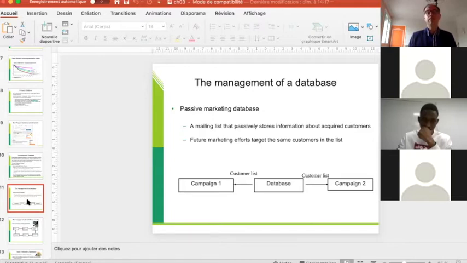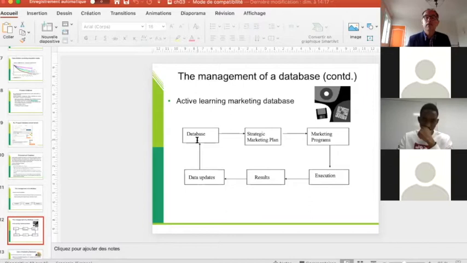It's a mailing list that passively stores information about acquired customers, and future marketing efforts will target the same customers. Instead, you should have a dynamic database, which means actualizing every interaction. Whenever a customer interacts, in the next slide, we have the database, the strategic marketing plan, the CRM program, and execution, and you have the result. This will update your data.